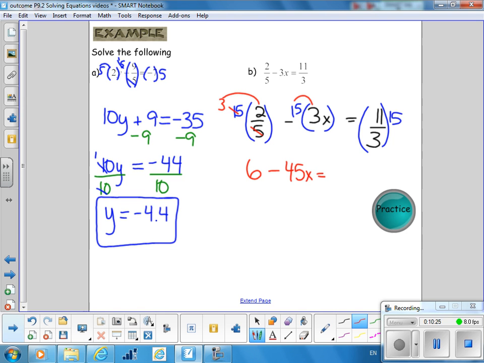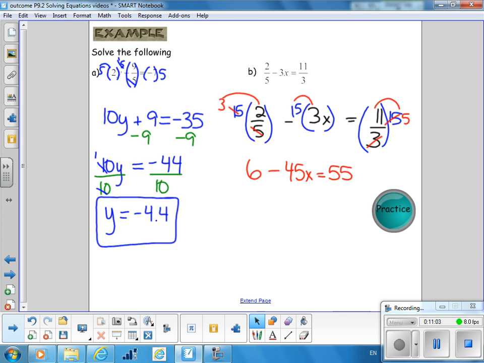45x equals 15 divided by 3 is 5. 11 times 5 is 55. The fractions are gone. This works if you find a common denominator. So if you didn't find a common denominator, let's say you picked 20. 20 will divide by 5, but it will not divide by 3. So your goal is to get rid of the fraction by not having a decimal value left. So you want to make sure that number will divide both denominators evenly.